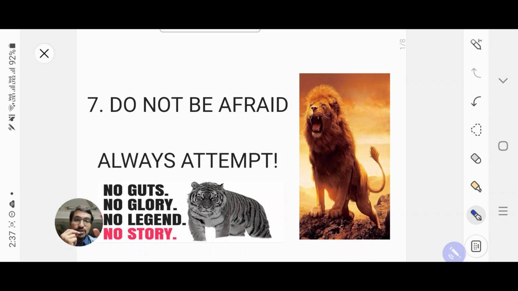You just have to have this concentration for 3 hours in a GT. You have all the 19 subjects' questions coming to you one after the other. You have to solve them with a calm mind. Most important, attempt, guys. No guts, no glory, no legend, no story.